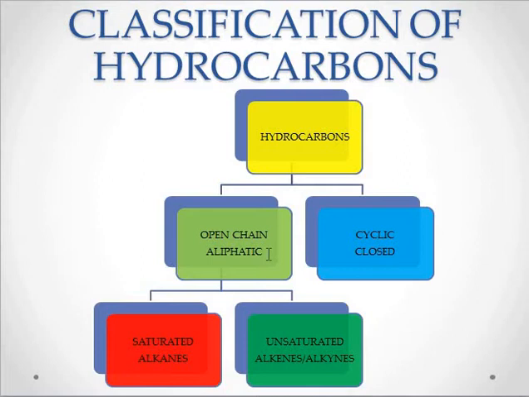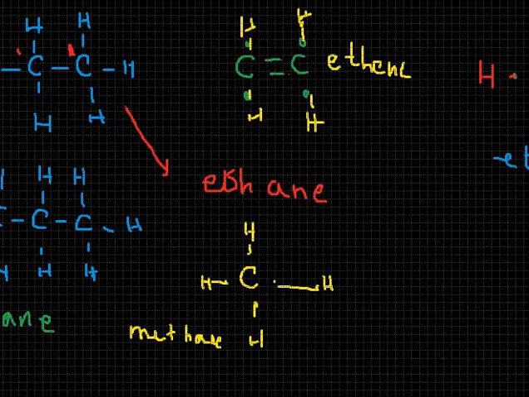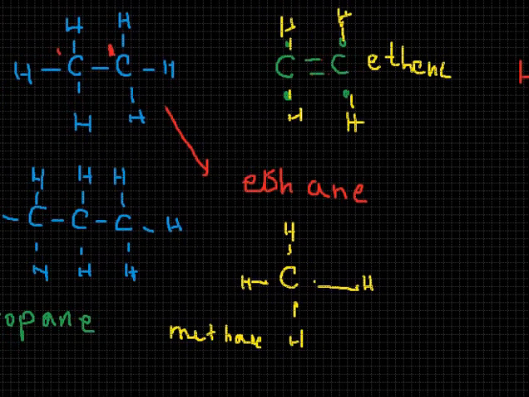Now open chained are of two types: saturated hydrocarbons and unsaturated hydrocarbons. Saturated hydrocarbons means those hydrocarbons which have only single covalent bonds. Carbon atoms are joined only by single covalent bonds. Here you have to identify which one is saturated. This first one is saturated. Look, it has only single covalent bonds, so that's why it is known as a saturated hydrocarbon.